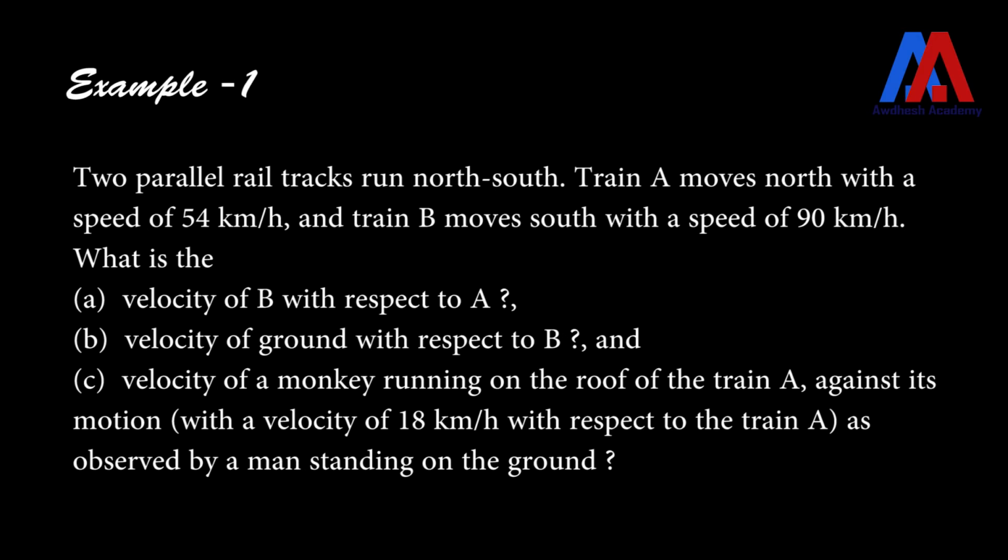And the velocity of the monkey running on the roof of the train A against its motion with a velocity of 18 km per hour with respect to the train A, as it is observed by a man who is standing on the ground. Now these are the three problems which you have to solve.